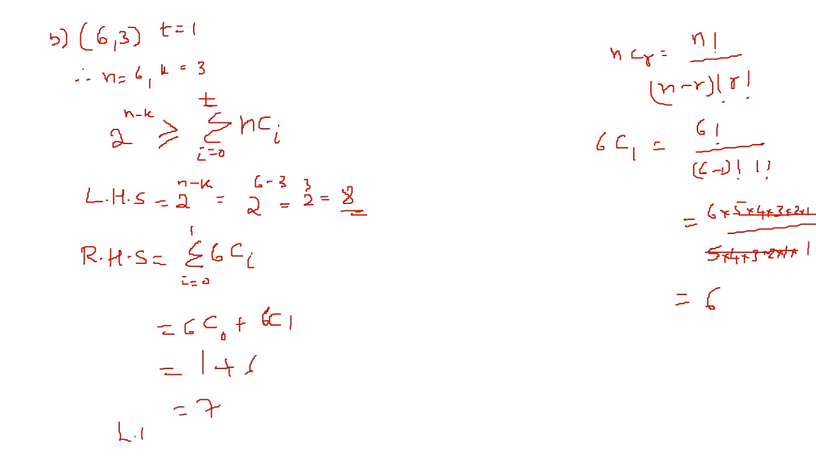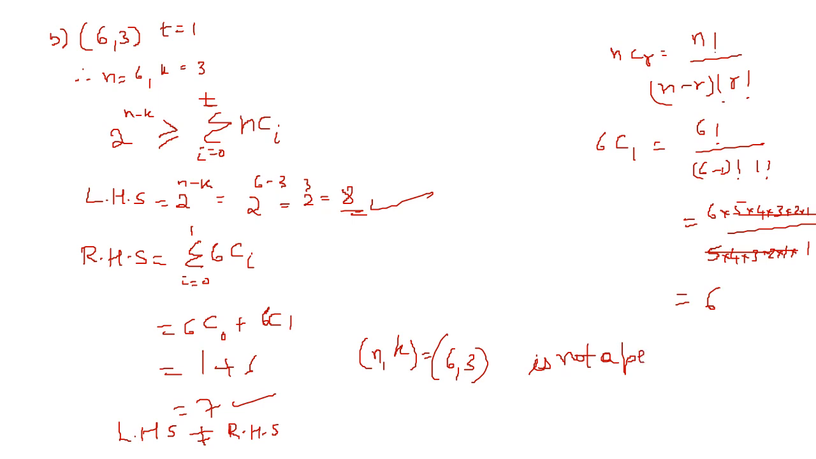Now if you see, the left hand side of the equation is not equal to the right hand side of the equation, because 8 cannot be equal to 7. So this particular value of (n, k) with value (6, 3) is not a perfect code. So this example, the second question, is not a perfect code.